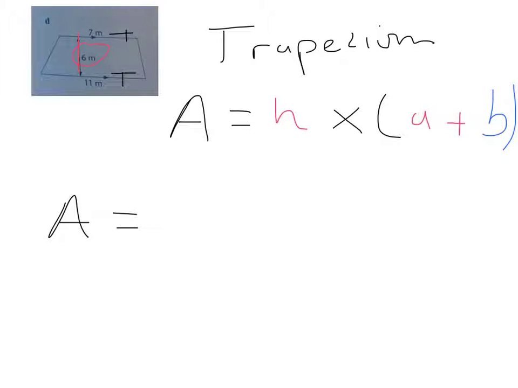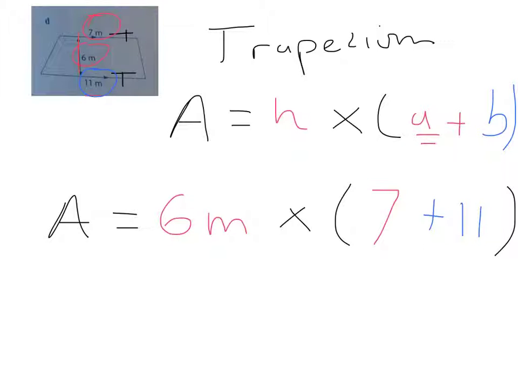So the height is 6 meters. And then we're going to times that by side A, and we can choose either of those. So those two sides which are parallel, one of them is going to be A, the other one's going to be B. It doesn't matter which one's A or B, but let's say A is 7, the top one. Let's use that as A. And then we say B is going to be the bottom one. B is 11.